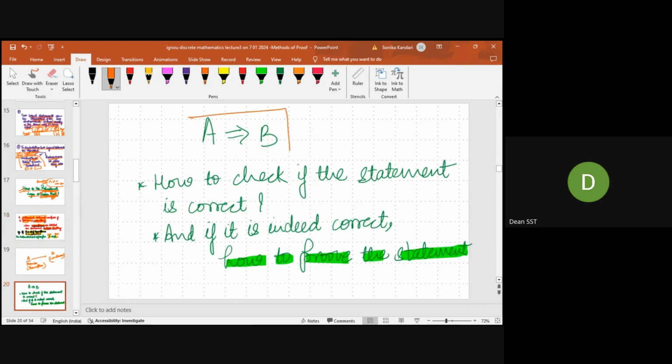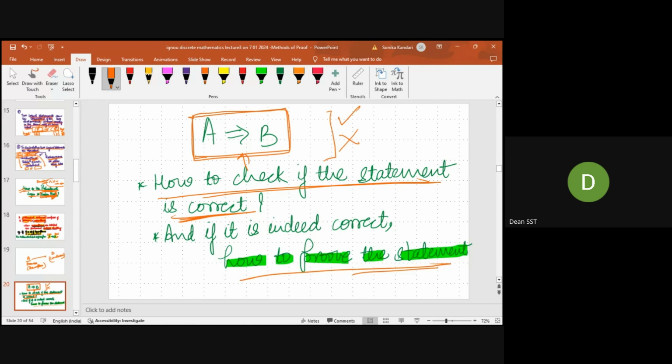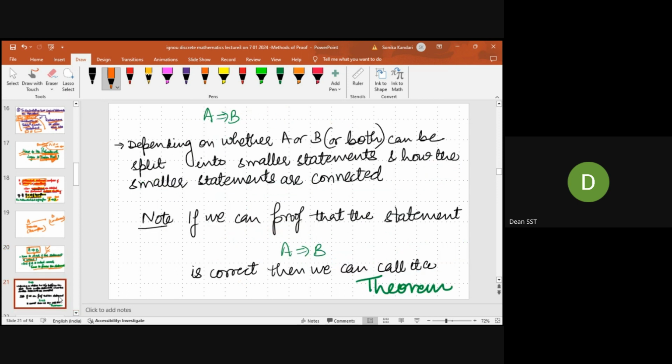Now, A implies B. We are having a statement of the form A implies B. How do we check if the statement is correct? We have to check whether the statement is true or false. If somehow we find that this is correct, then we have to prove that yes, it is correct. So how can we prove? There are different techniques of proving, and now we will study these techniques one by one. Let us see the above example. A is the premise and B is the conclusion.